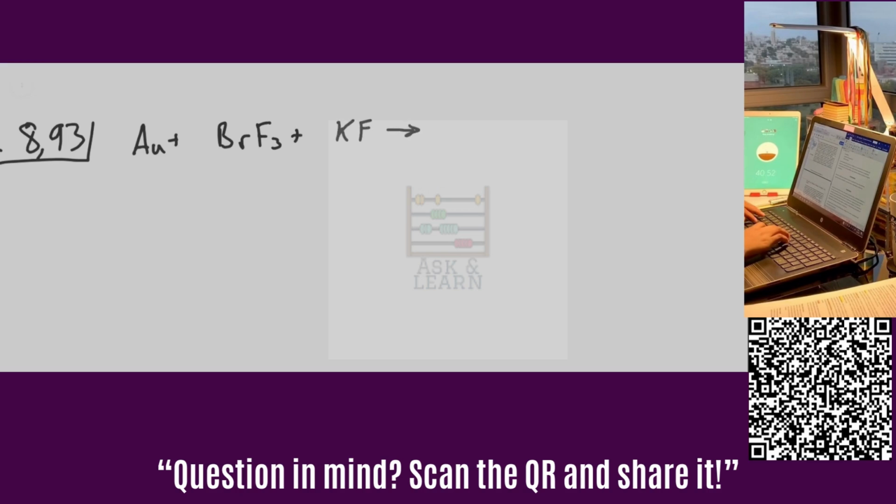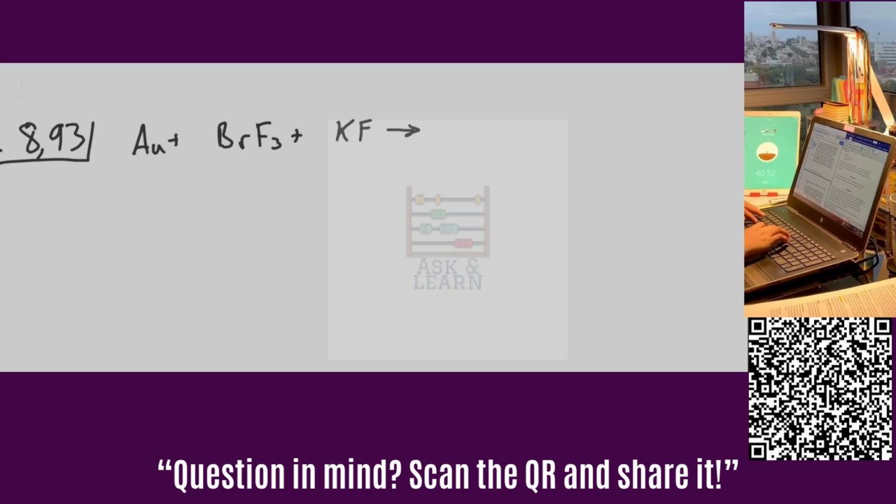So first we want to identify what's the oxidizing and reducing agent. And then if we have an equal mass mixture of 73.5 grams, how much of the gold salt will we form? So first we can write our balanced equation.